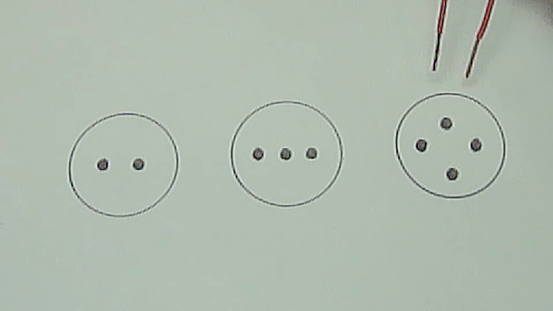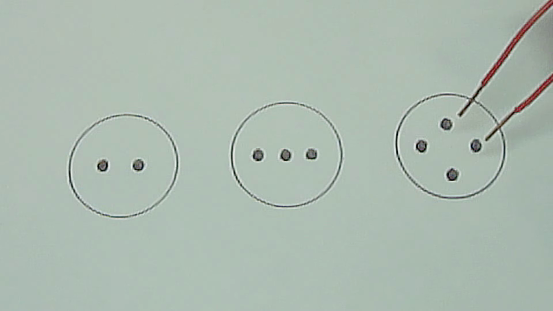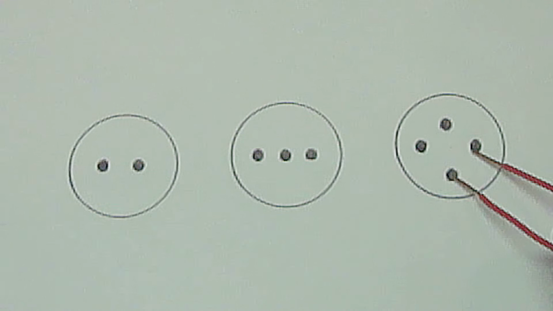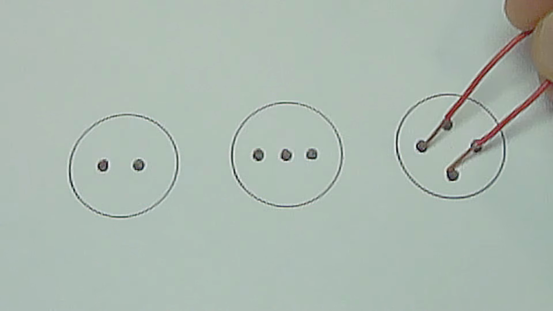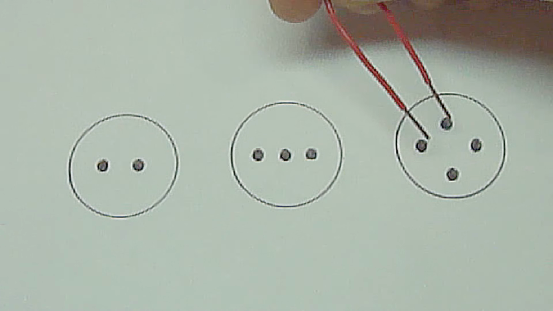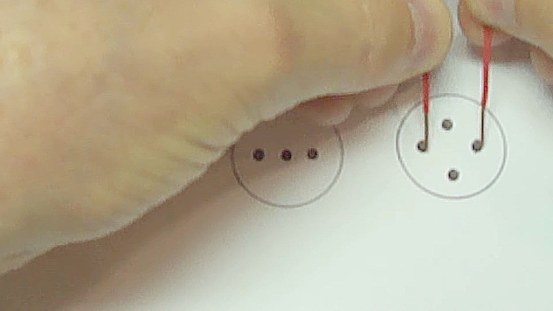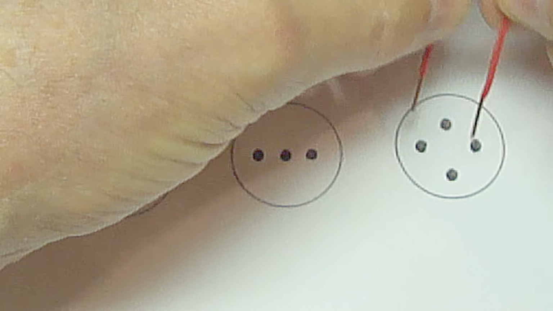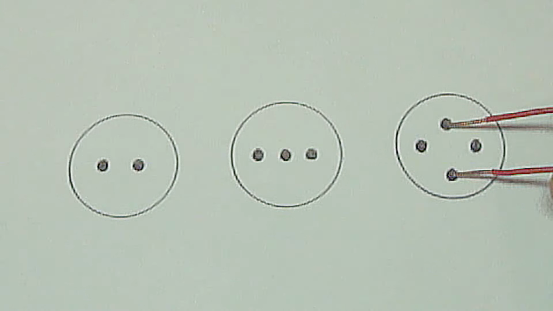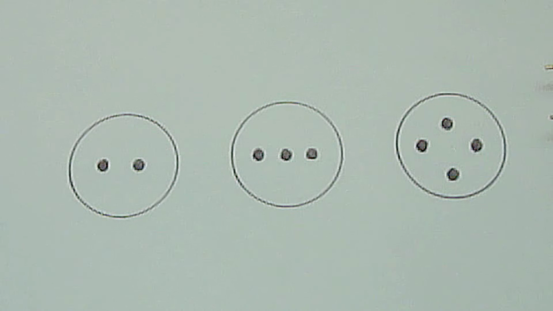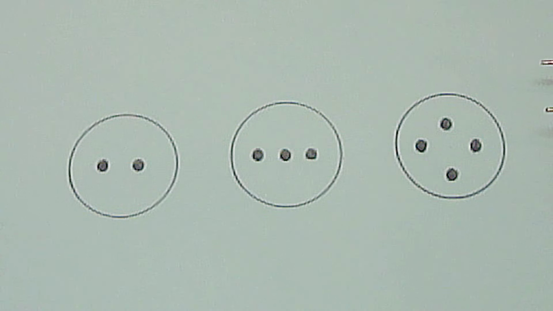If you have four electrical contacts, then test the bypass wire ends here, here, here, here, here, and here. One of these combinations will be the correct bypass.